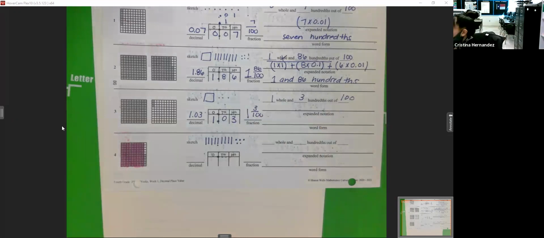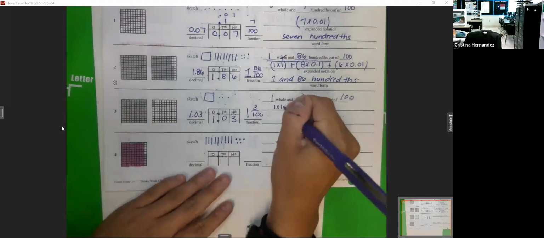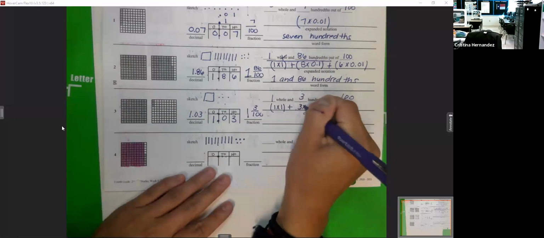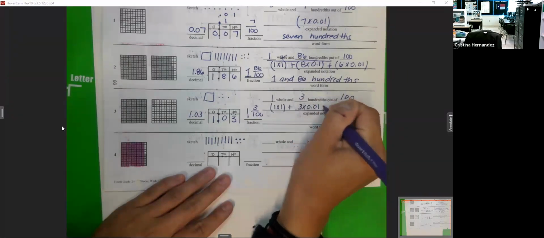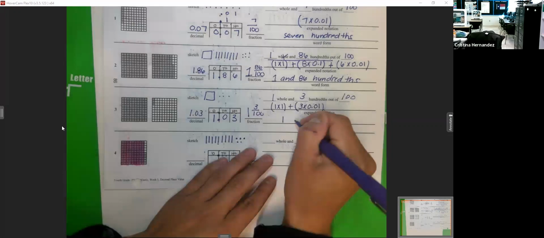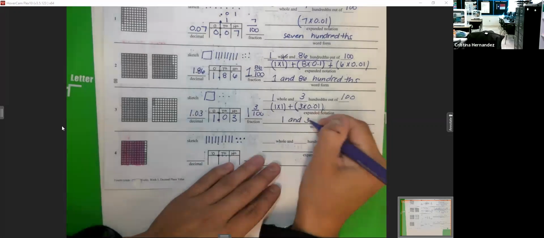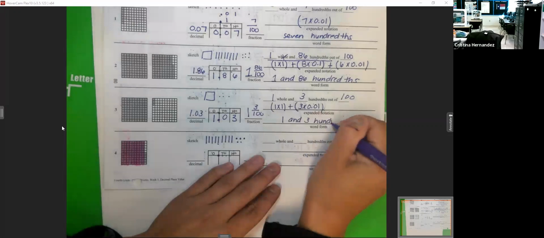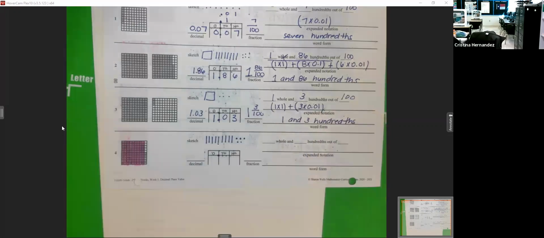What about expanded notation? Who wants to try that one? AJ? One. Yes, you got it. You got it. So one, and I won't make you write the numbers out. 3 hundredths. It's okay if you did it this way. I know AJ is gonna pass his test. Chloe should too. Adrian, put your book out. Make sure you got these right.